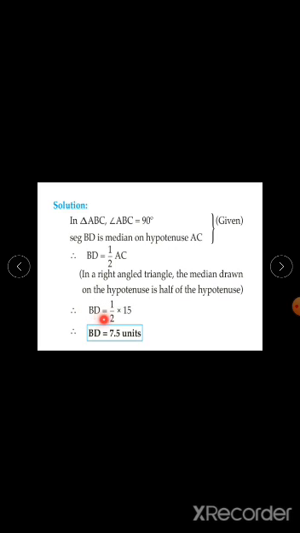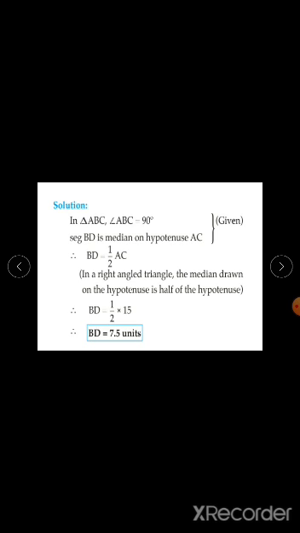Therefore, BD equals half into 15, since length AC is given as 15. Substitute 15 here. So BD is equal to 7.5 units.